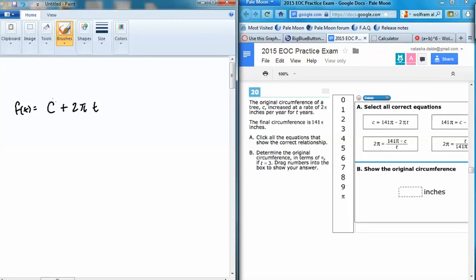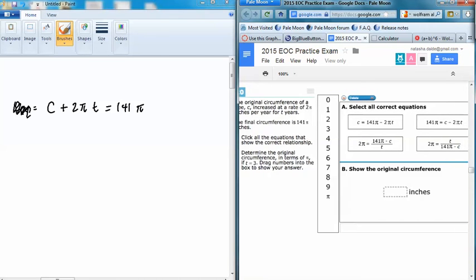Now, this tells me the circumference of the tree for every year. After 1 year, it's c plus 2 pi. After 2 years, it's c plus 2 pi times 2, which means 4 pi. After 3 years, it's c plus 6 pi, and so on and so forth. At the end, they told me what f of t is. They told me that it's going to equal 141 pi. That's the problem, right? So, which equation of these does that represent?